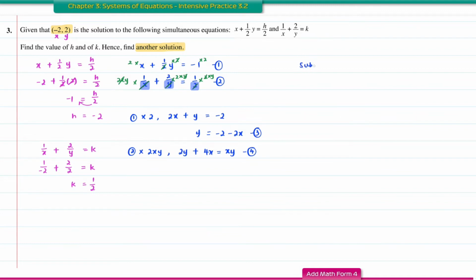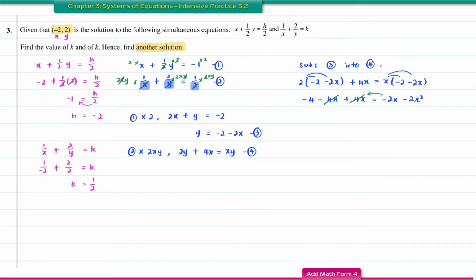All right, next I'm going to substitute equation number 3 into equation number 4. So 2y, I'm going to substitute it with negative 2 minus 2x, plus 4x equal to x bracket negative 2 minus 2x. So next we're going to expand this part. All right, so if you notice here, negative 4x plus 4x will be equal to 0. So we will cancel it. So this is a quadratic equation. So I'm going to move these two terms to the left hand side and write it in general form. So here you're going to have 2x squared plus 2x minus 4 equal to 0.